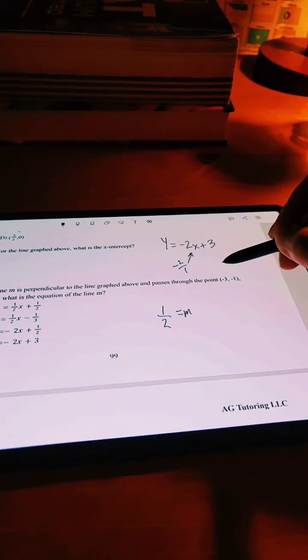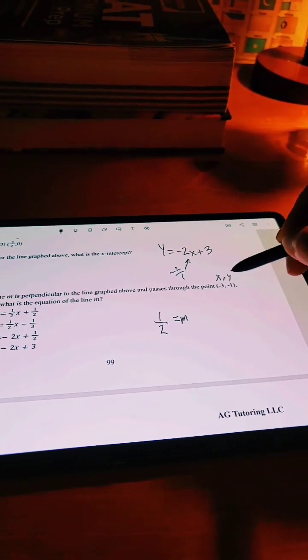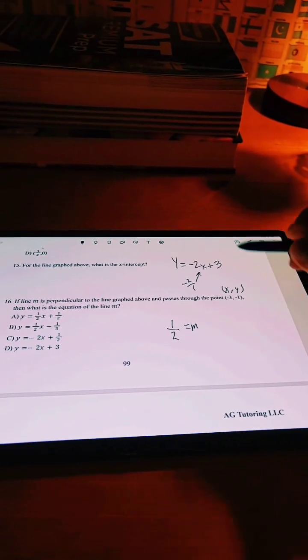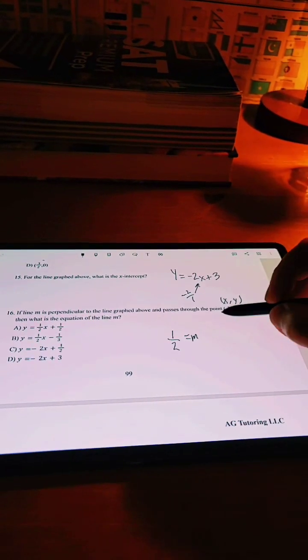Then they gave me a point, x comma y, so they gave me an x and a y that I can plug in to help me complete my equation.